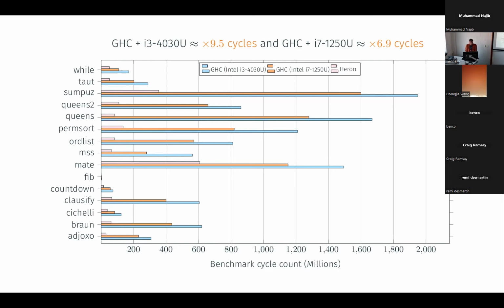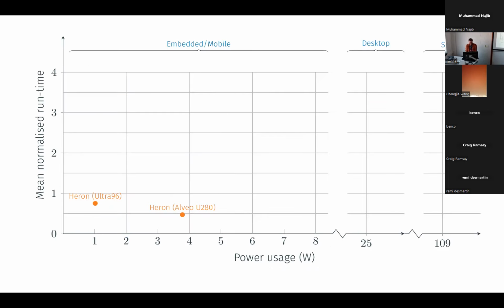However, our core runs about 10 times slower than all of these, right? So that is not a comparison of wall clock time, that's a comparison of cycles. So let's be a little bit more fair. Let's look at the actual runtime and also the power usage of each device. So I'm plotting 2 points here that are both our Heron core. They're just targeting different FPGAs.